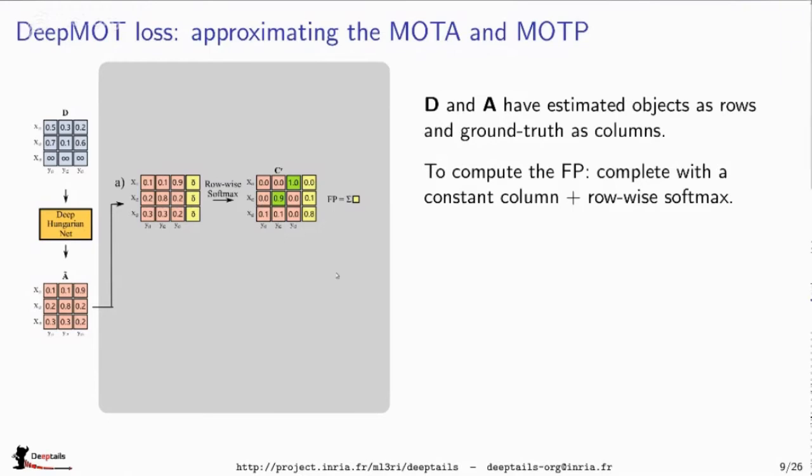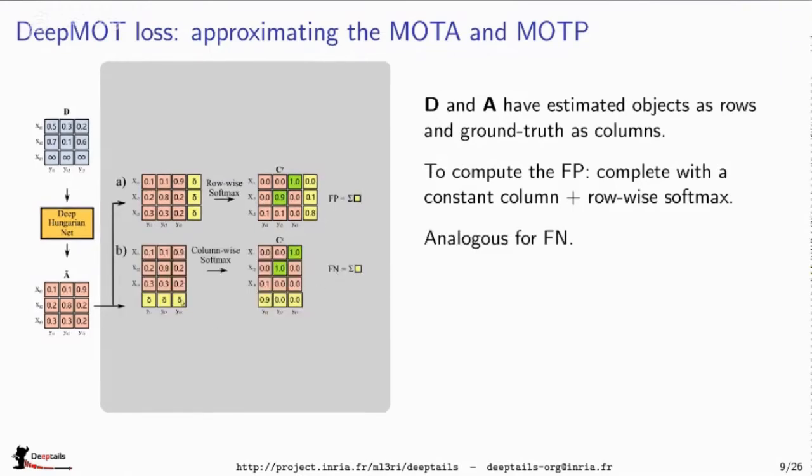To compute the false negative, we will use the same principle, but column-wise. So here, when we sum the elements of this yellow row on the right, we get an estimated number of false negatives.